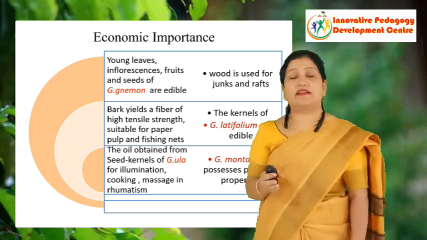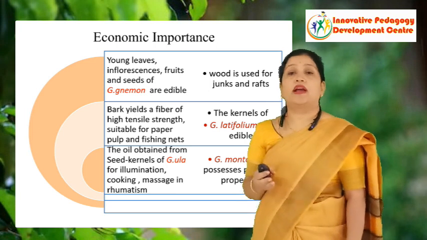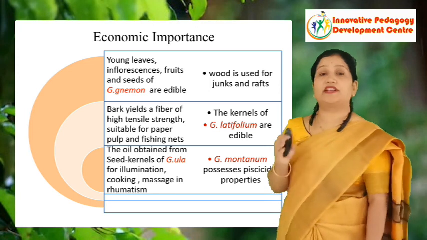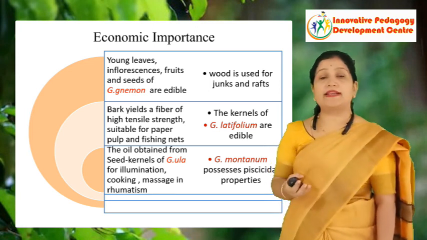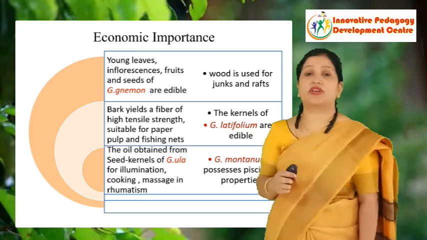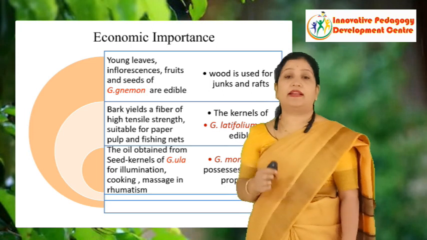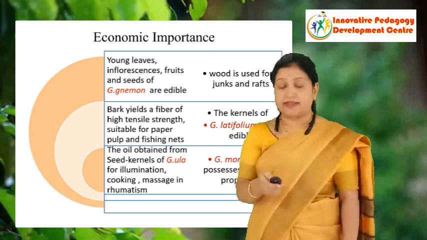The kernels, which is the seed in the stony endocarp of the drupe, they are also edible, and the oil yield from such kernels is used for illumination or cooking, or for the rheumatism patient for their massage. And the Gnetum montanum shows the pesticidal property, that means the phytochemicals present in them are poisonous for the fishes.